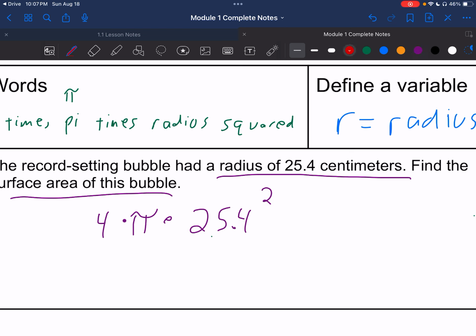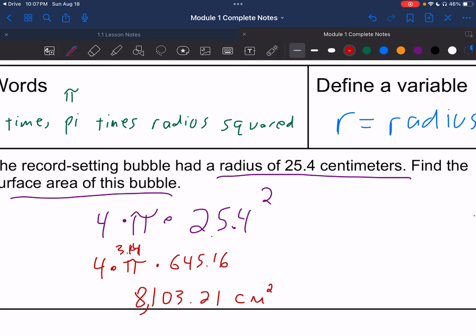And now let's do the math on that. So we have 4 times pi times 25.4 squared gives us 645.16. And now you can multiply that out. You can abbreviate pi to just 3.14. So that's going to be what I'm going to use in these calculations. So 4 times 3.14 times 645.16, and you're going to get 8,103.21 centimeters squared.